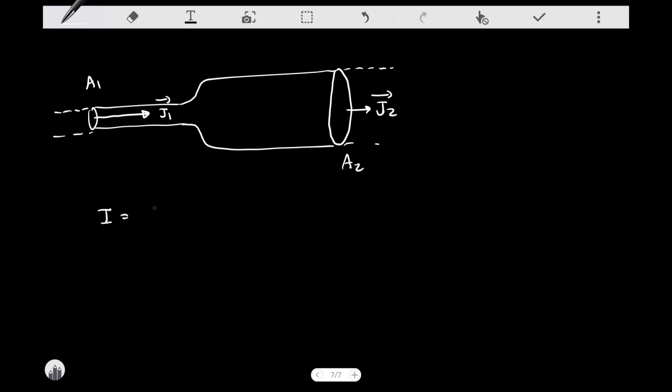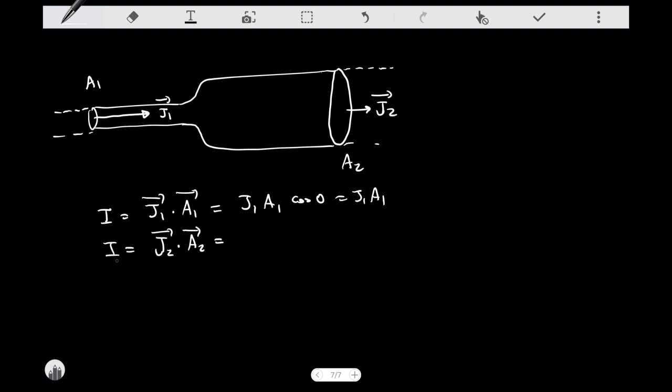So the current at that point would be J1 dotted with A1. In terms of magnitudes, this is the product of the magnitudes multiplied with the cosine of the angle between them. So that's J1A1. The current in here would be J2A2. The current should be the same, so I'm writing the same I in here, again assuming a perpendicular cross section. So therefore, this is going to be J2A2.